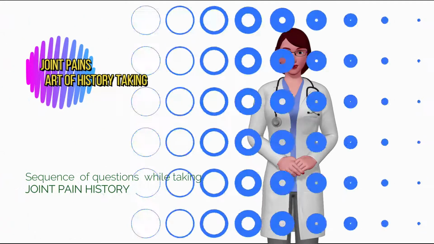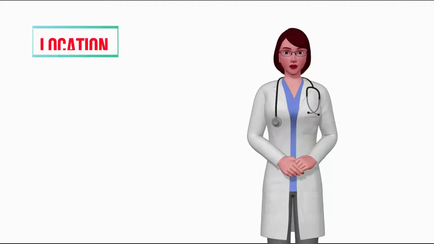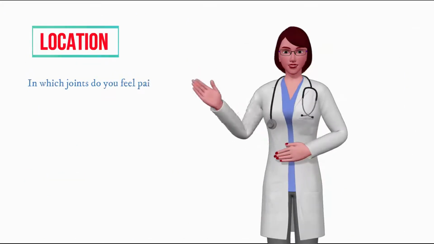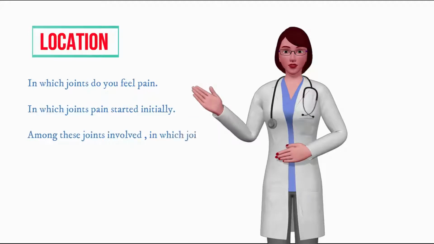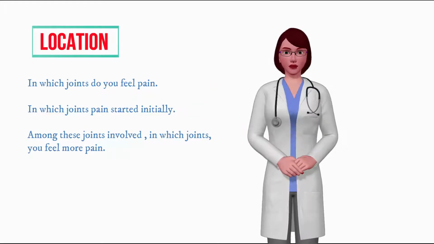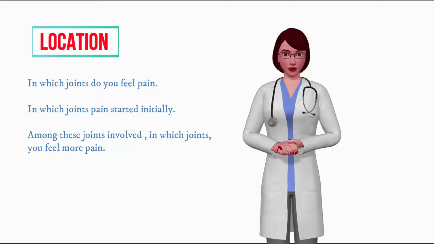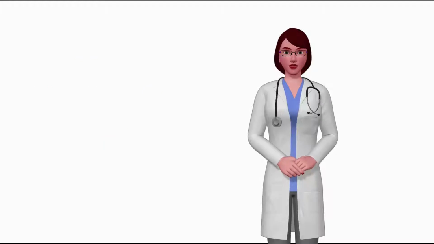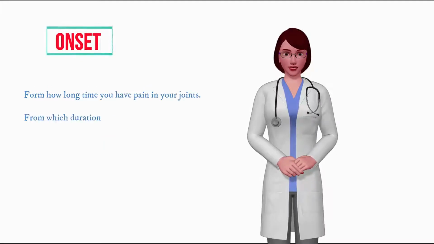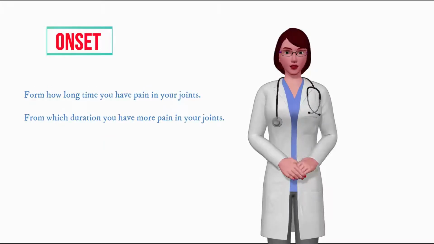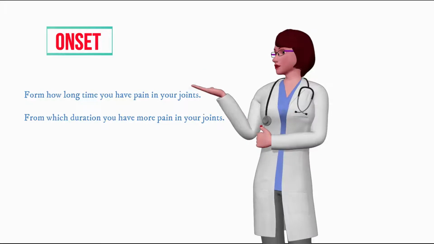As far as joint pain history is concerned, we will ask questions in this sequence. Location. In which joints do you feel pain? In which joints did the pain start initially? Among these joints involved, in which joints do you feel more pain? Onset. From how long have you had pain in your joints? From which duration have you had more pain in your joints?